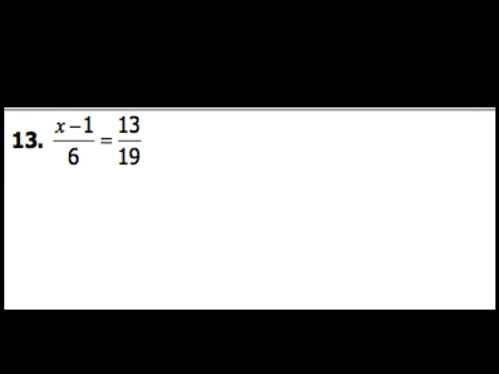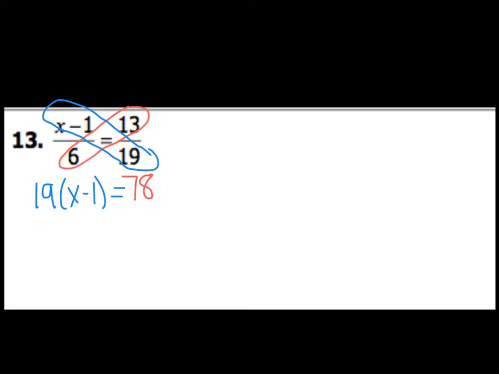Number 13, we have a proportion, a fraction equal to another fraction. So we're going to cross multiply. 6 times 13 gives us 78. But wait a minute, when we cross multiply over here, we have one number by itself, which is 19. We always write that first, and we're multiplying it by a binomial, which is x minus 1. Voila, look at that. We got the distributive property. So let's go ahead and solve this and find out what x is.